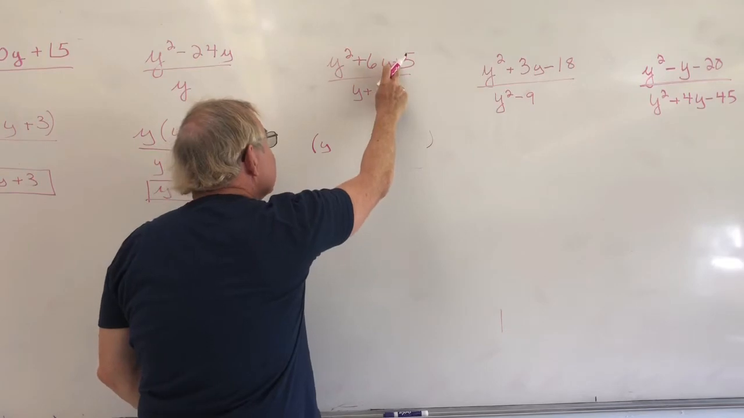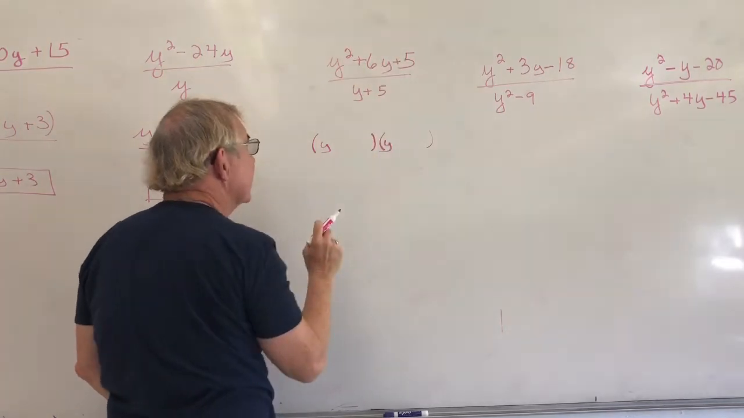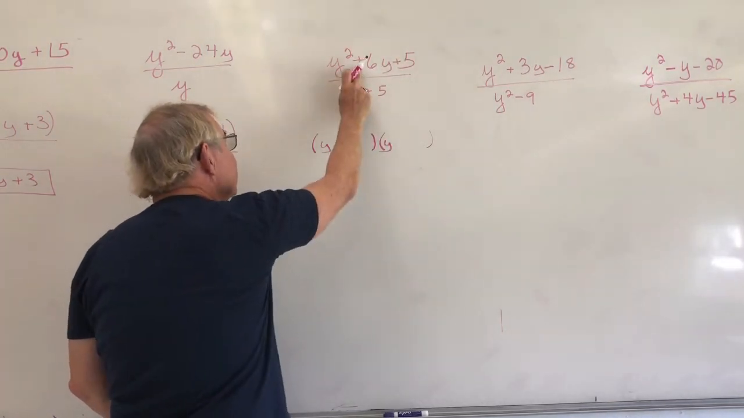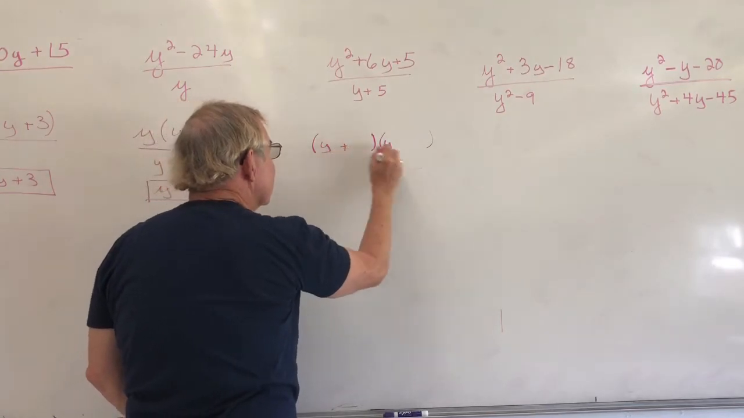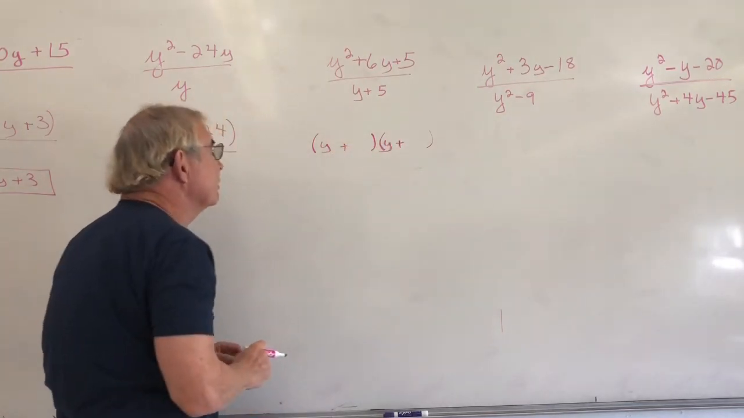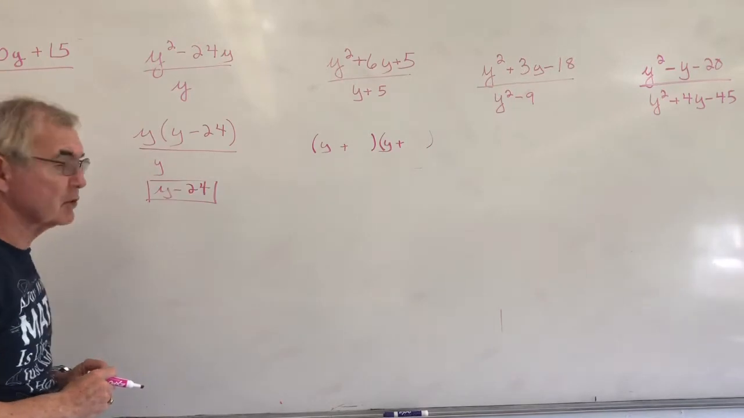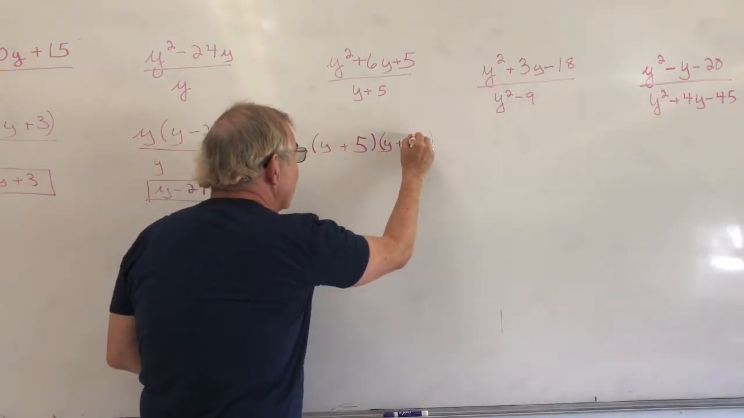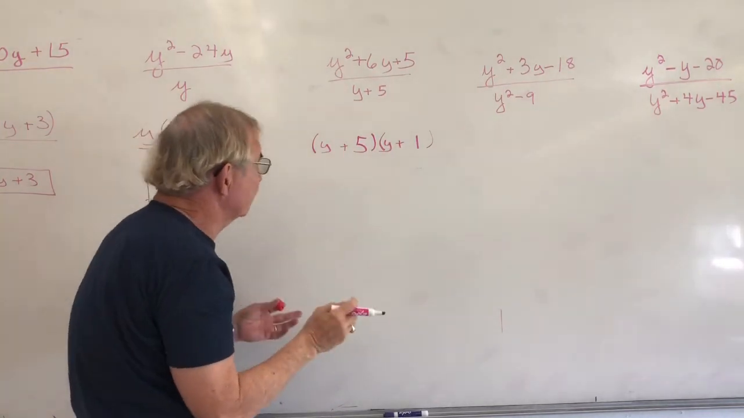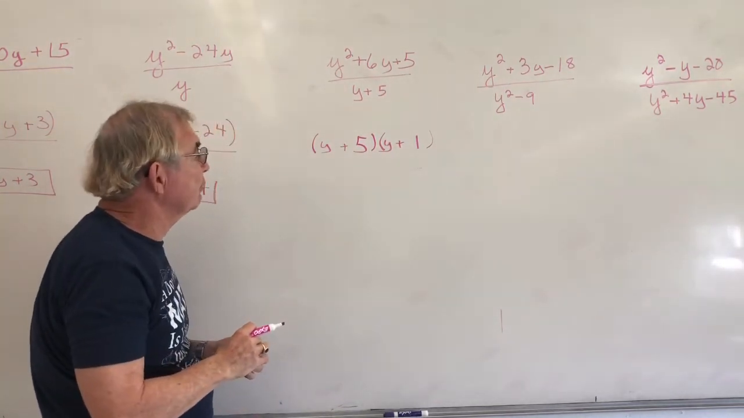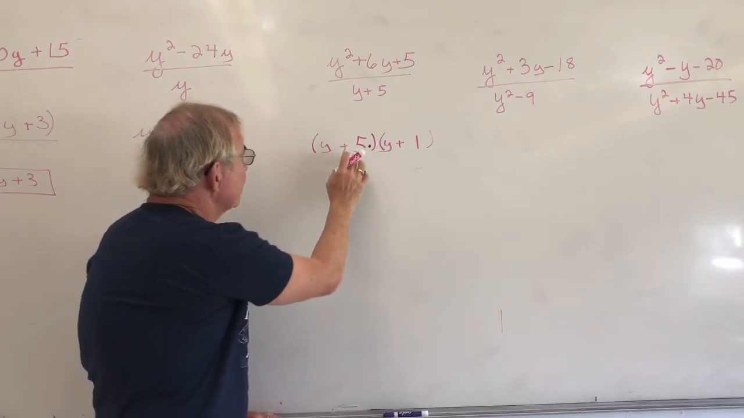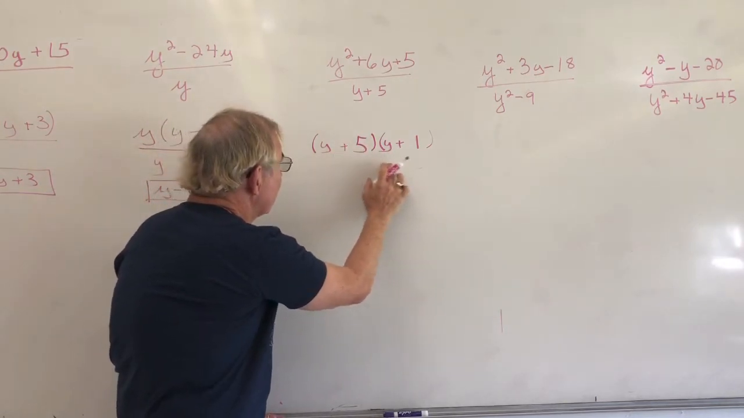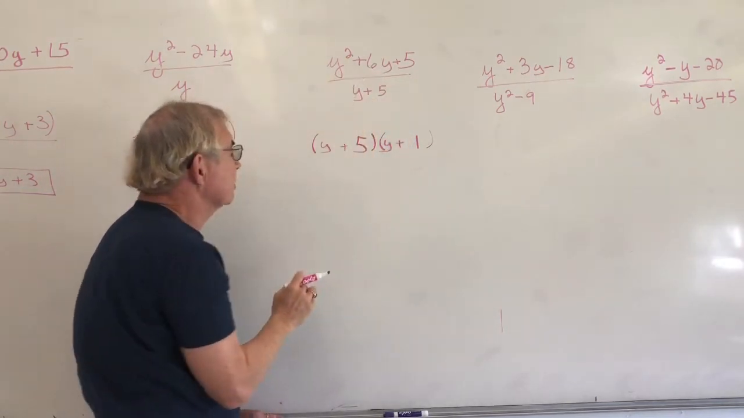This sign being plus tells you the signs are the same. This sign being plus tells you they're both plus. And we need two multiples of 5, which add up to 6. And that's 5 and 1. And if you were to multiply this out by what's sometimes called a FOIL approach, you'll notice you'll get 5y and 1y, which adds up to 6y.